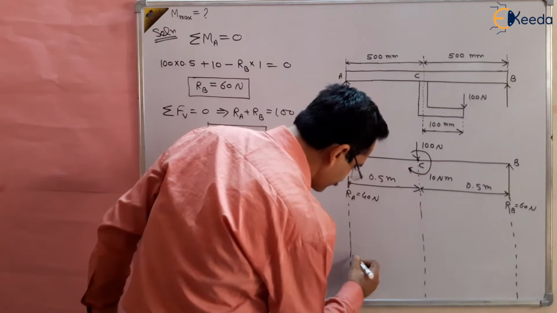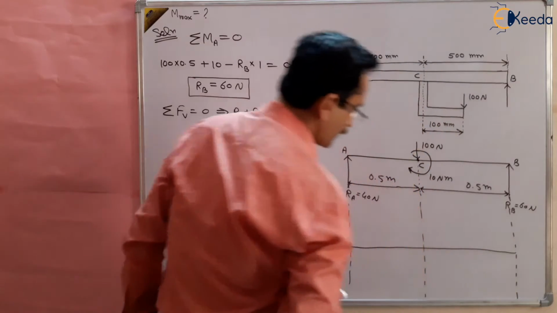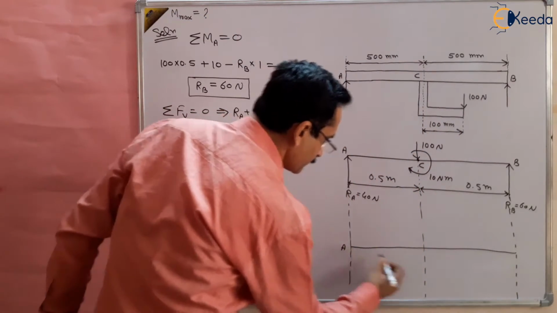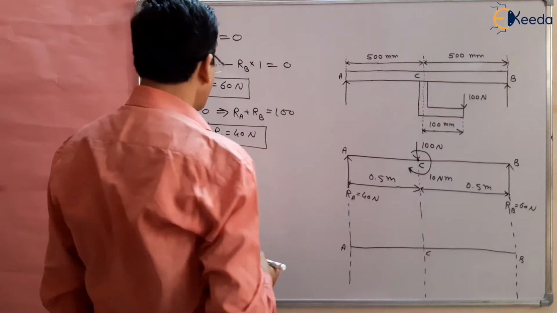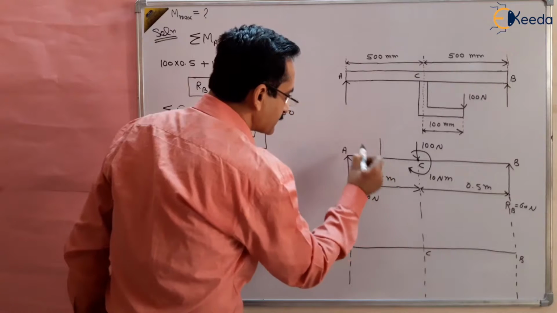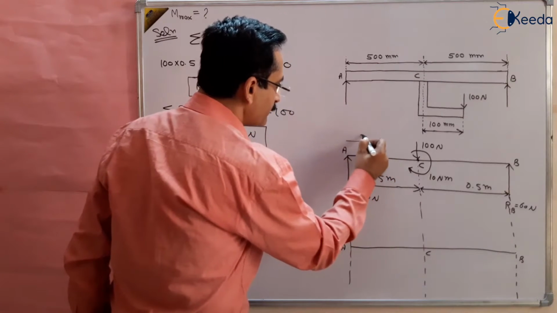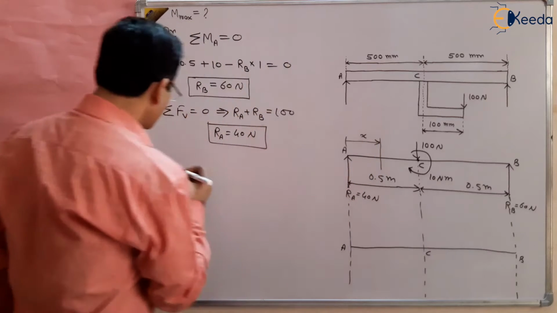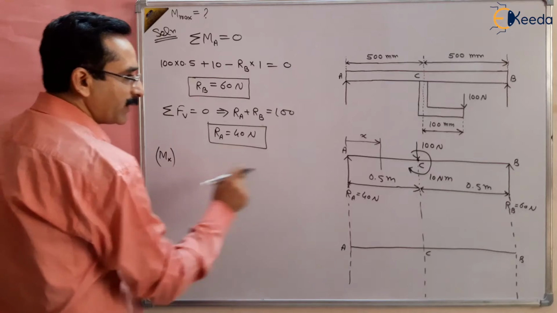Bending moment diagram. Suppose this is A, C and B. The bending moment diagram can be drawn now. We can take a section at a distance x from one of the ends, say from A. So we can find out Mx, and it will be valid from A to C.